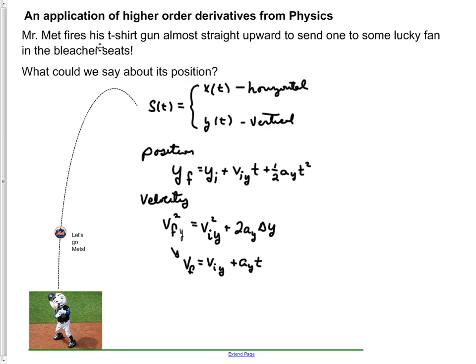So let me just motivate this discussion by saying, okay, Mr. Met fires his t-shirt gun almost straight upward to send some lucky fan a t-shirt in the bleacher seats. So what could we say about the position of this t-shirt after it gets fired from his gun? Let's say it's going almost straight up right here. Well, in physics, you may have learned that the position function is given as s of t. Well, s of t would be the horizontal position and the vertical position.